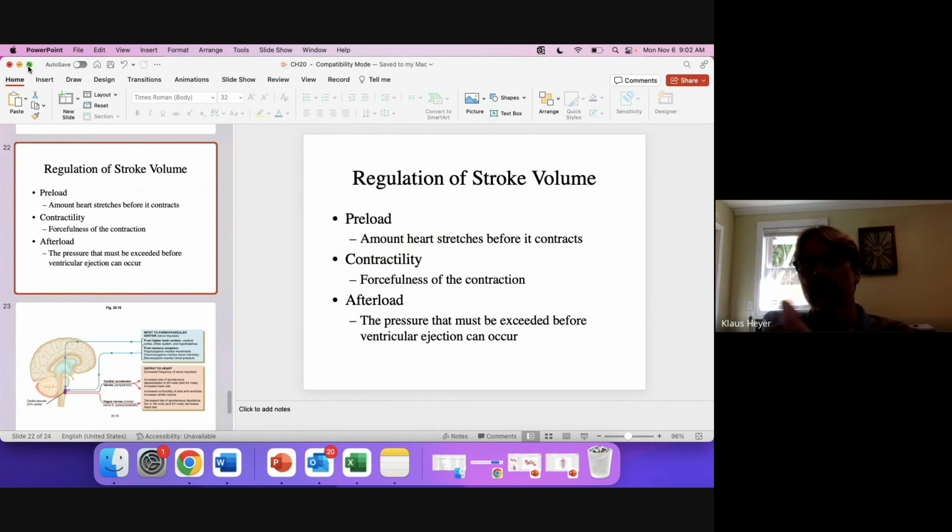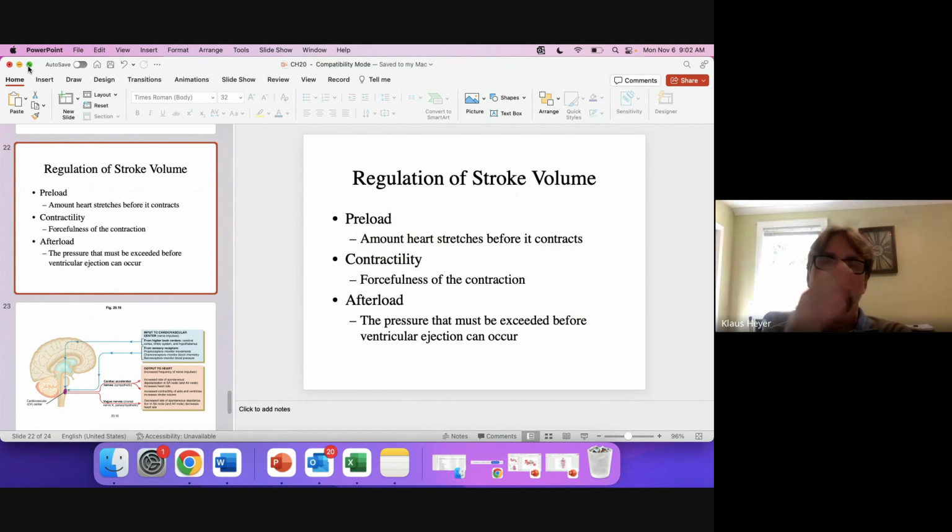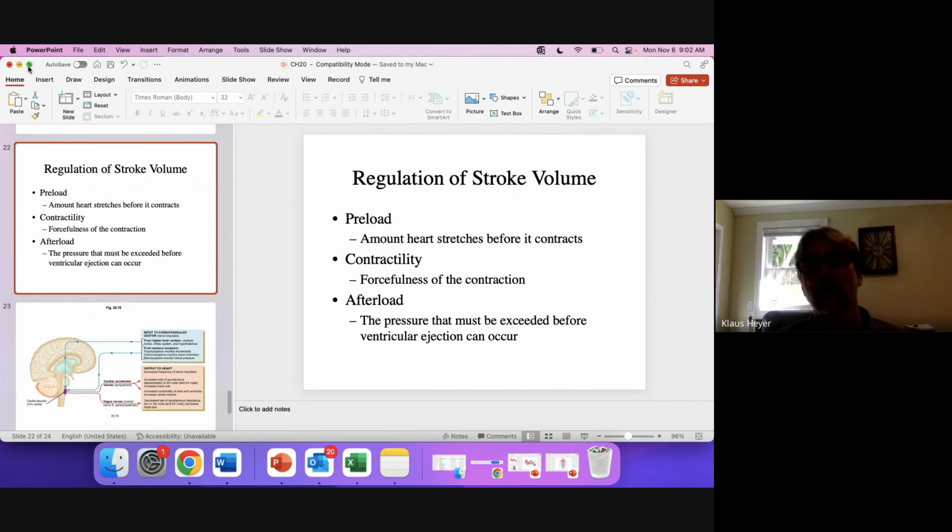So stroke volume is the amount of blood ejected from the ventricles when they contract. You get it by taking end diastolic volume and subtracting end systolic volume. But that's essentially what it is: how much blood is getting pushed out of the heart every time the ventricles contract. These are three factors that can control that, or that have an influence on it.